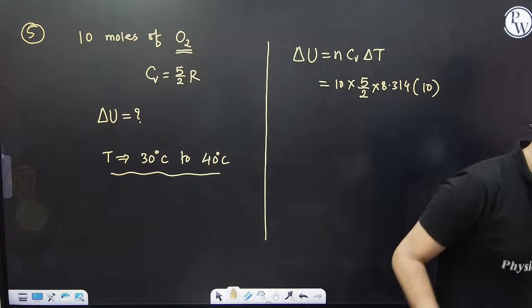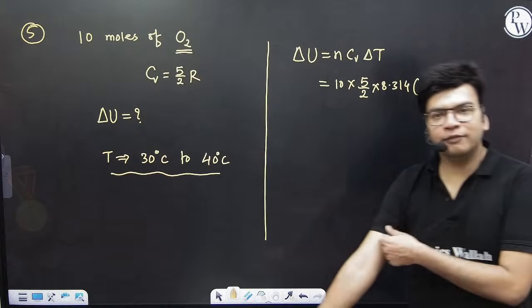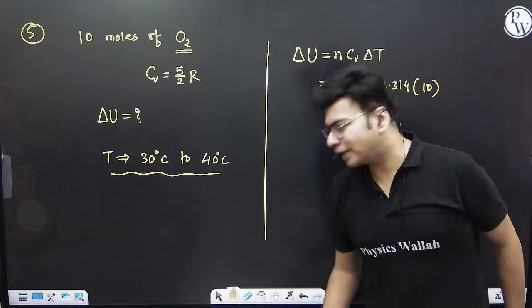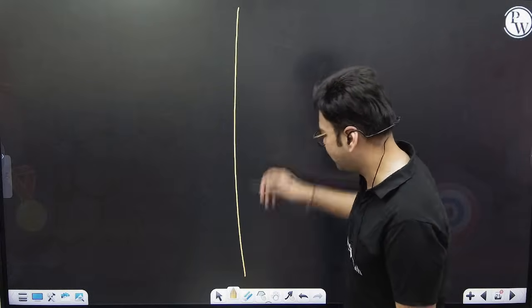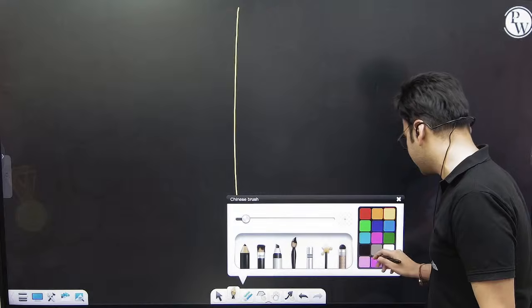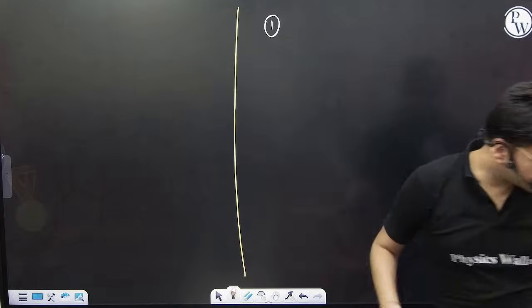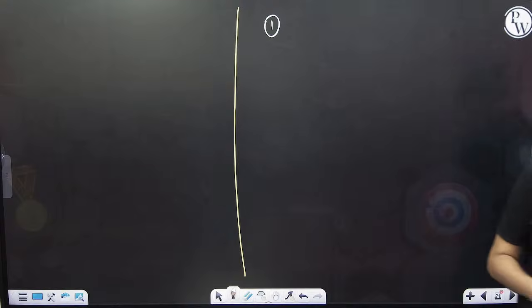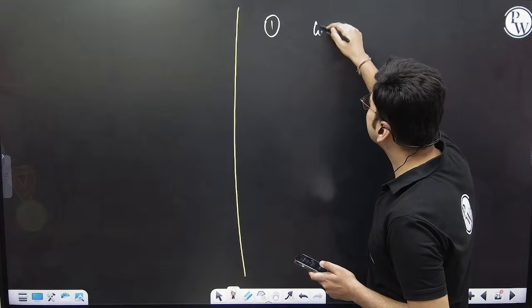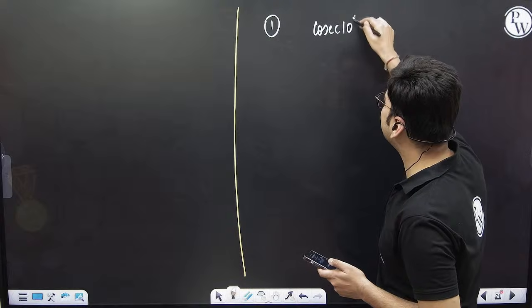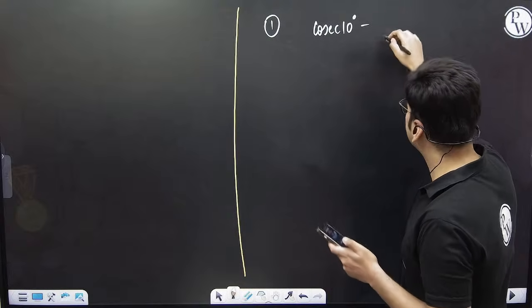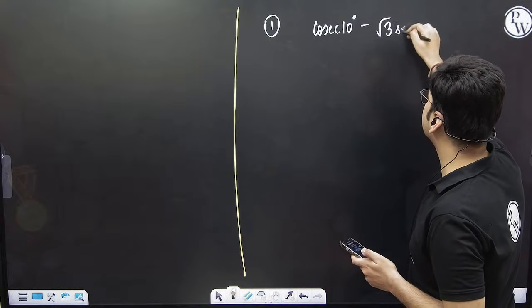Hello. So let's start off again. We have more questions coming up in the pipeline. Let's start off with a few more questions of mathematics. So I have received one of the questions. The first question is cosec 10 degree minus root 3 times sec 10 degree.